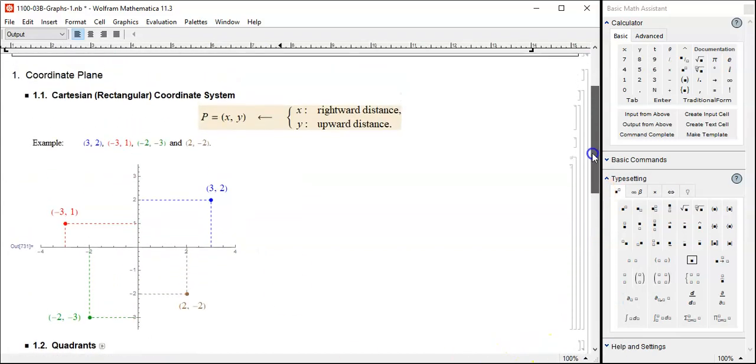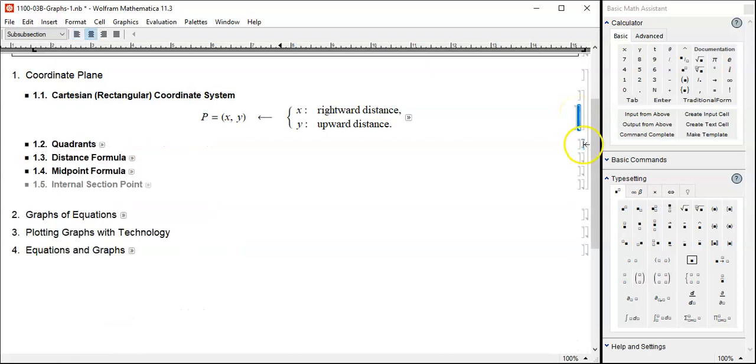Those kinds of things are called Cartesian coordinate system, named after the French mathematician and philosopher Rene Descartes. Or it is called rectangular coordinate system because, as you can see, you have a bunch of rectangles, as you see in this blue rectangle or red rectangle, green rectangle, and brown rectangle here. Our textbook author uses the term Cartesian coordinate system, so I'll try to follow this.